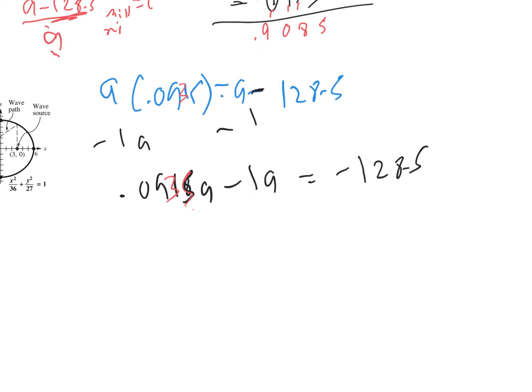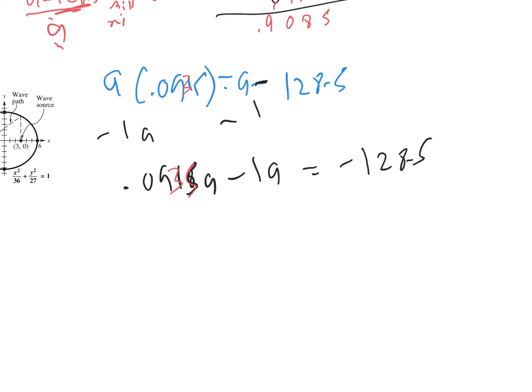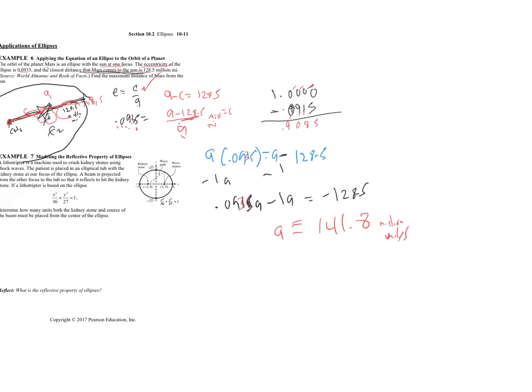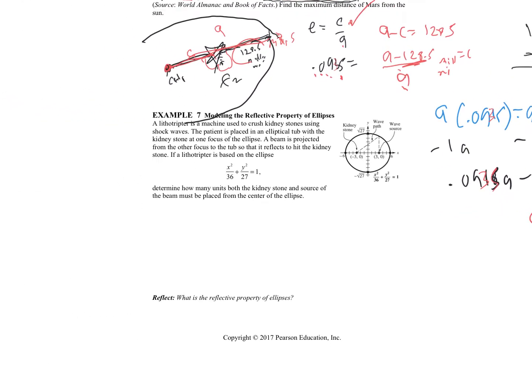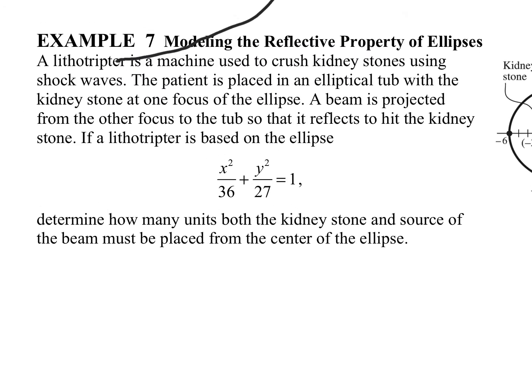All right, I'm just going to use my calculator and finish solving it for A. A is, be right back, 141.8 million miles. I guess that was my unit. It is approximate. Wow, that's a lot. I'll run with it. Last one.